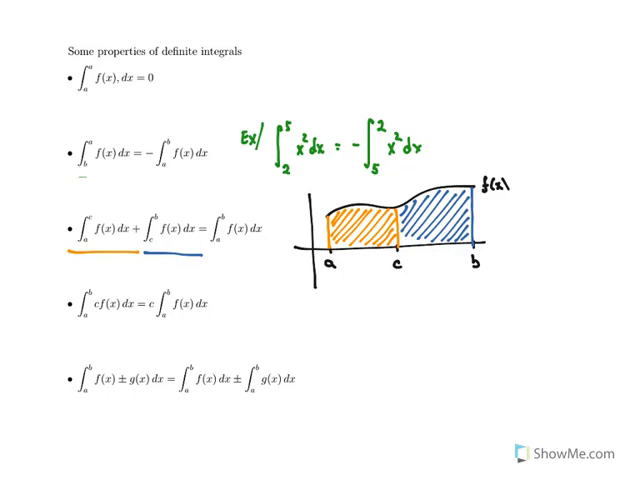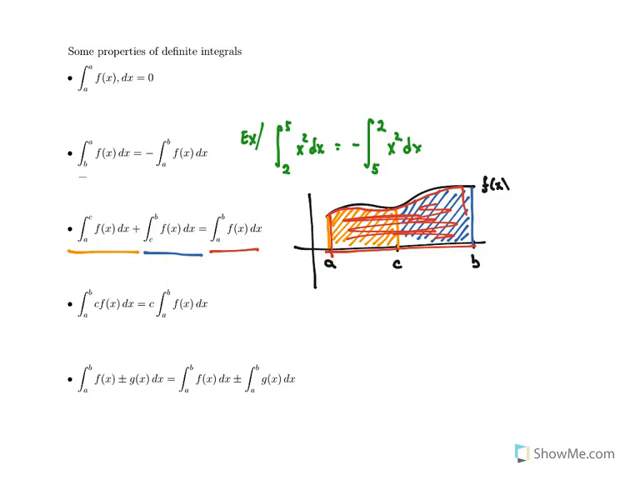So if I want to consider the area from a to b, I can just take the area from a to c plus the area from c to b, and that'll give me the whole thing. I can just add 2 smaller areas together. That's one that's pretty intuitive, but it can be useful to write like that.